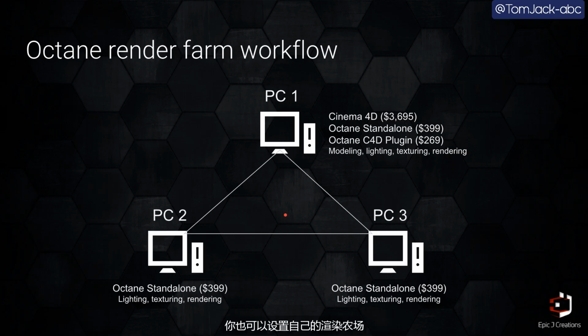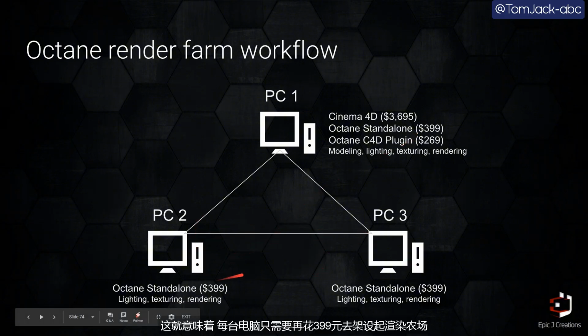Say you want to set up your own render farm. Again, this is your first computer. You have Cinema 4D, costs you this. Octane standalone costs you that, and Octane C4D plugin. This computer is capable of doing modeling, lighting, texturing, and rendering. Now say you have two other computers that are set up just the same. If you want to use them to render with, you don't have to have Cinema 4D. You don't have to have Octane C4D plugin. All you just have to have is the Octane standalone application. This means each computer is only going to cost you additional $399 to add them to that rendering.